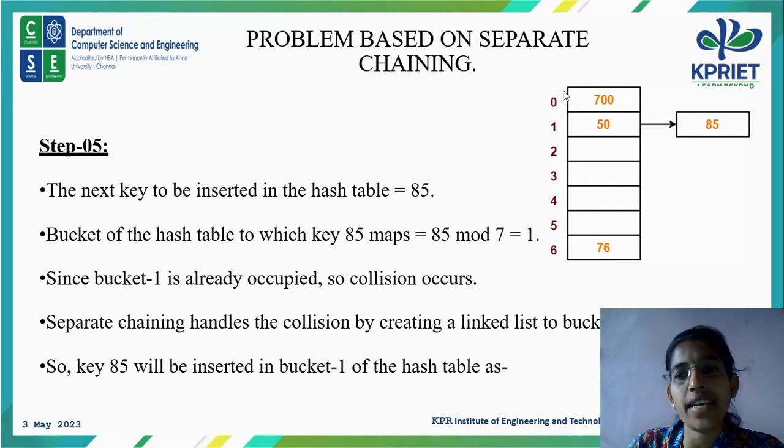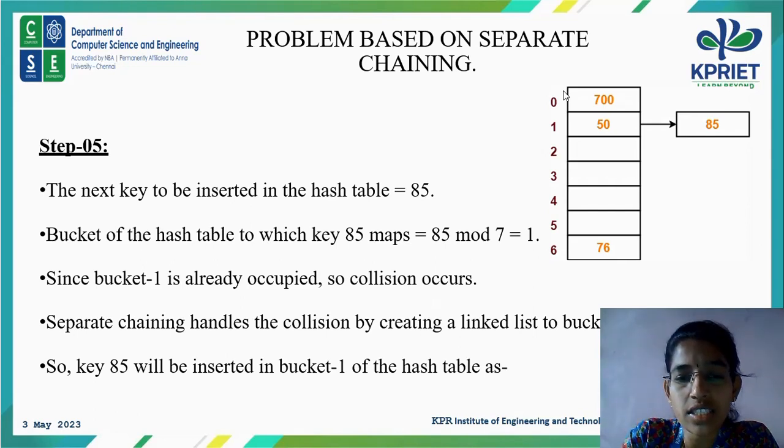Next, my next element is 85. So I apply the mod function, 85 mod by 7. The output is 1. But 1 already exists, so we have 50 at the place of 1. Again my hash value is 1. What happened? The 1 is already occupied, so a collision occurs. This is known as a collision. The 1 is not free, it is occupied by 50, but 85 also has the same hash value.